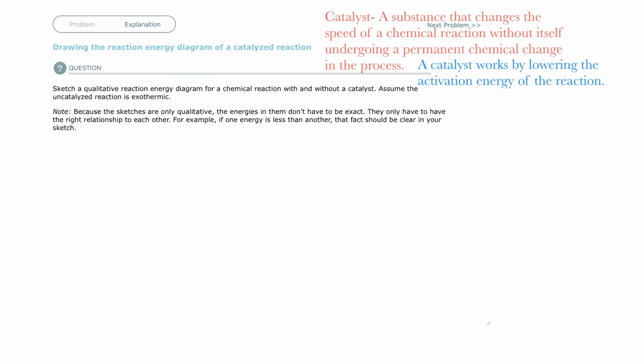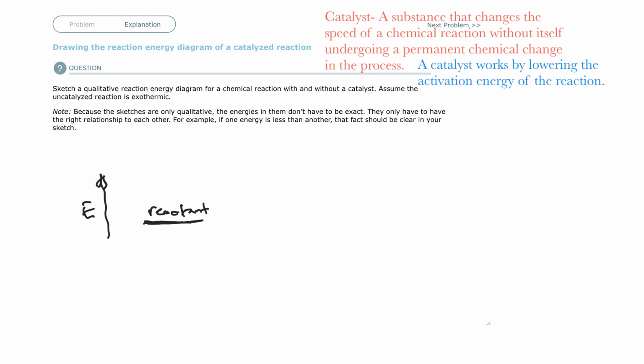You're sketching two reactions. One is without a catalyst and one is with a catalyst. And assume the uncatalyzed reaction is exothermic. Okay, so let's draw an exothermic reaction. And it doesn't matter what the reaction is. We're just going to be generic about it. Remember, this is energy going this way. And you're going to have some reactants. So this is reactants.